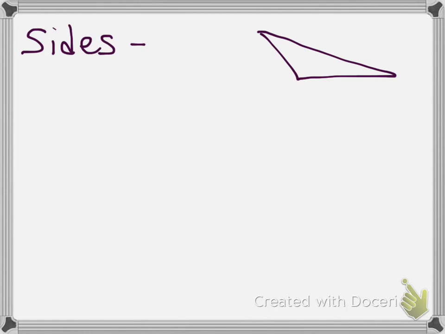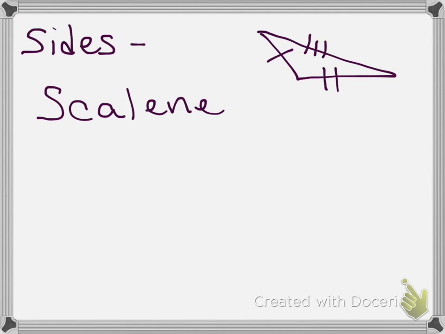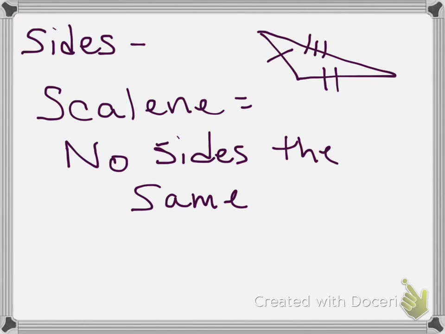So if none of the sides are the same, kind of like the one I just drew here, this side is not like this side and neither one are like this side. That is a scalene triangle. In a scalene triangle, no sides are the same. Each side is different. The next kind is an isosceles triangle.